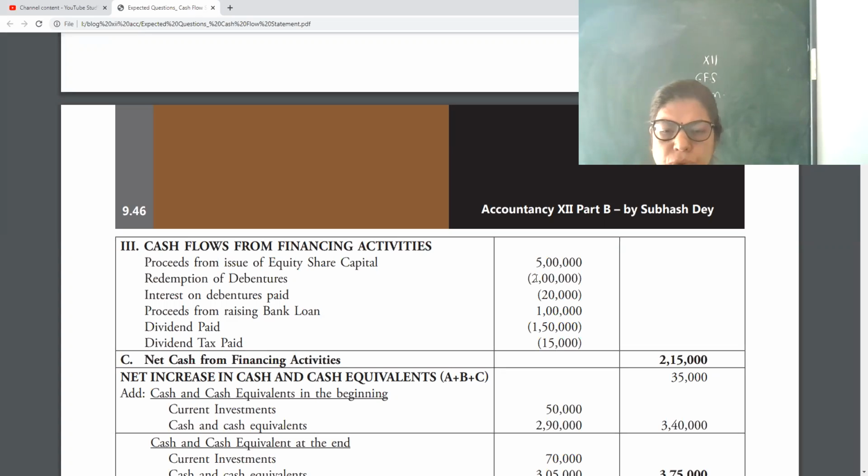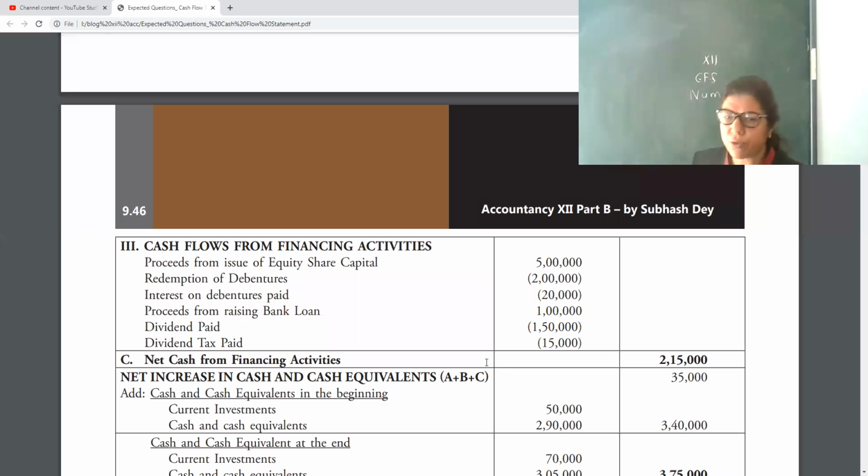Now see, 2 lakh, 150 and 15, 3 lakh 65,000 rupees, and 20 this also. So 3 lakh 85,000 rupees is negative, and 6 lakh is positive. So the final answer is 215.